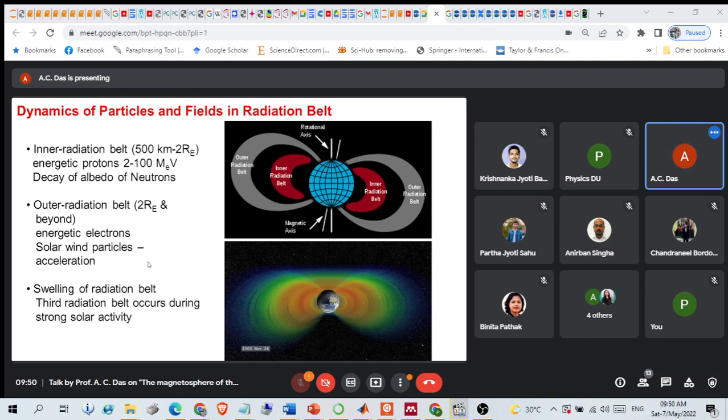But here we would like to get something about the radiation belt. As you can see in the picture, there are two kinds of radiation belts. One is the inner radiation belt and the other is the outer radiation belt. And they are the region where particles of high energy are trapped.